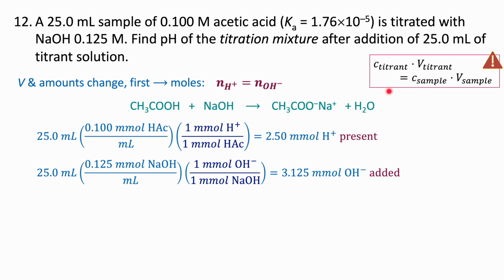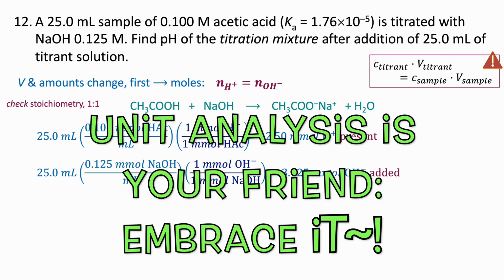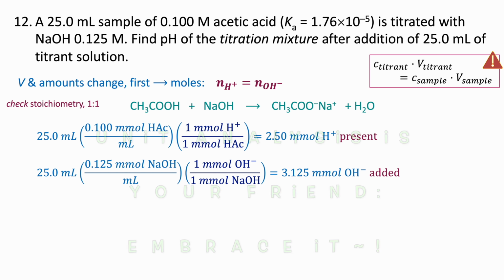Now, you may be tempted to just use this particular equation, C1V1 equals C2V2, but beware that that's not always the case. This special equation tells you that you have to look at number of moles. That is related to the stoichiometry, and so if you set up your unit analysis correctly, you're always going to get the right answer. So please do unit analysis. Do not shy away from it. Unit analysis is your friend. It's always going to help you go in the right direction to get the right answer.